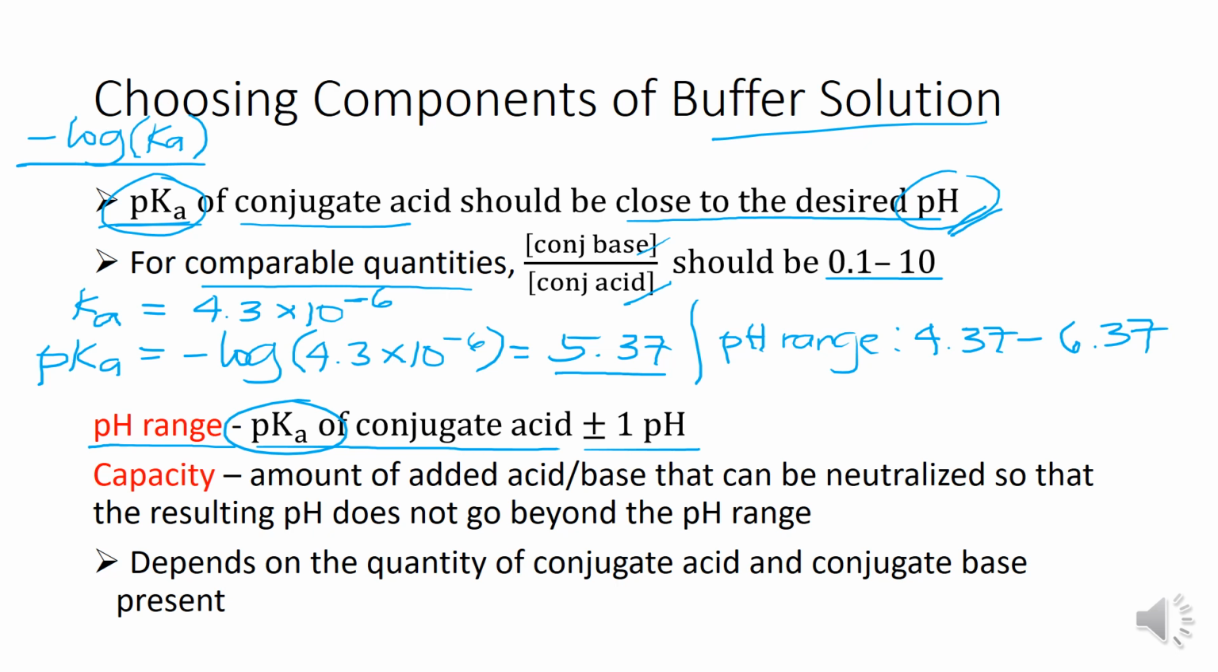Now, another property of a buffer solution is the capacity. It is the amount of added acid or base that can be neutralized so that the resulting pH does not go beyond the pH range. Okay, and the capacity depends on the quantity of the conjugate acid and base present in the buffer solution. Hence, we have to have an appreciable quantity of the conjugate acid and conjugate base in a buffer solution.